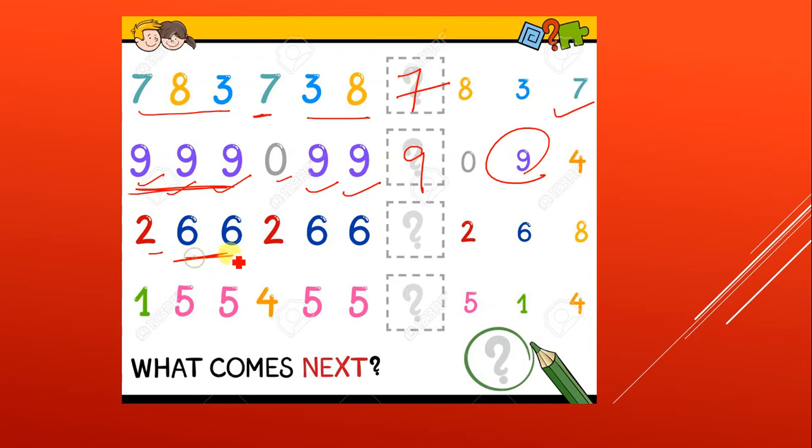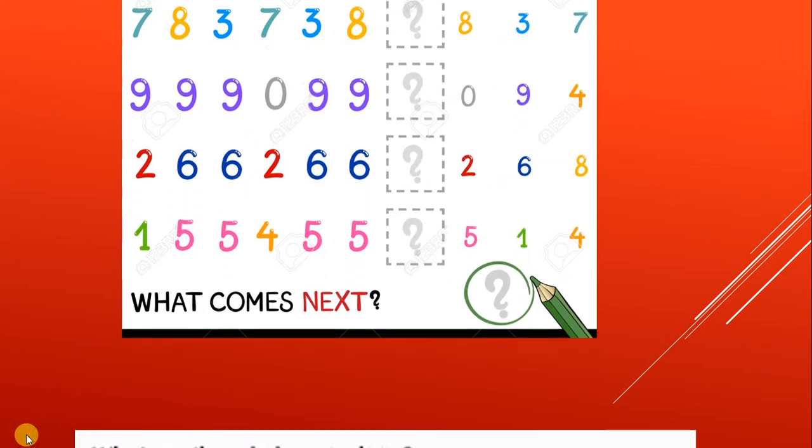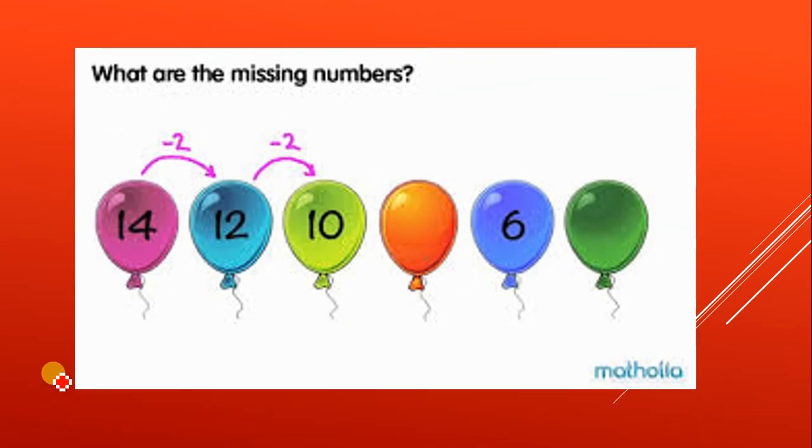2 6 6, 2 6 6. The next number will be 2. 1 5 5, 4 5 5. The next in the series will be the same, that is 1. Clear? So you have to identify the rule or the pattern.